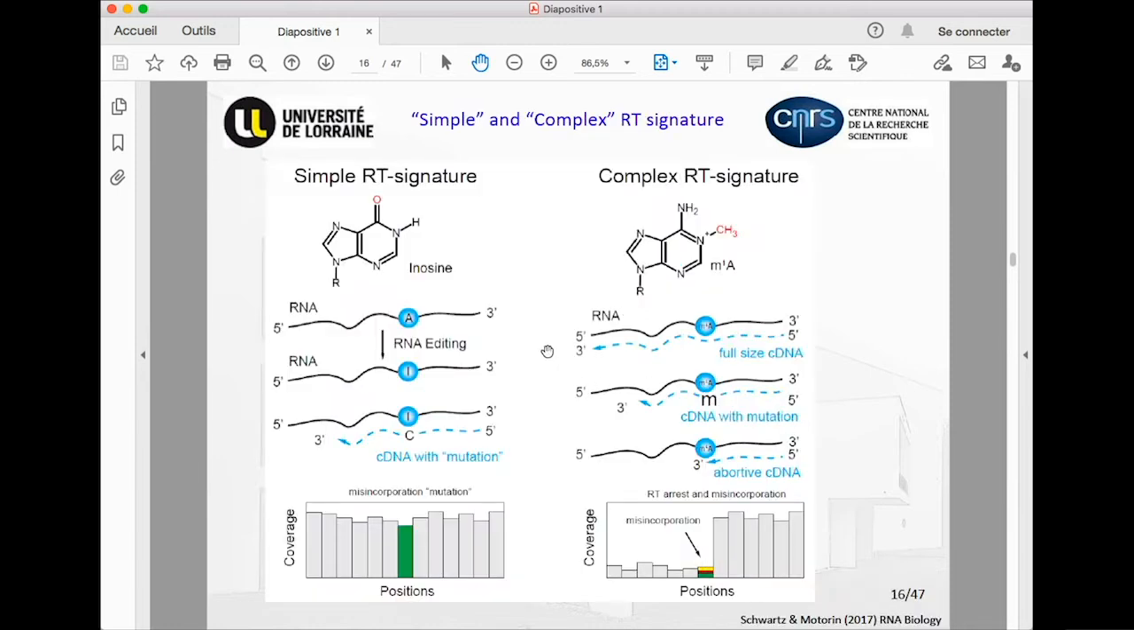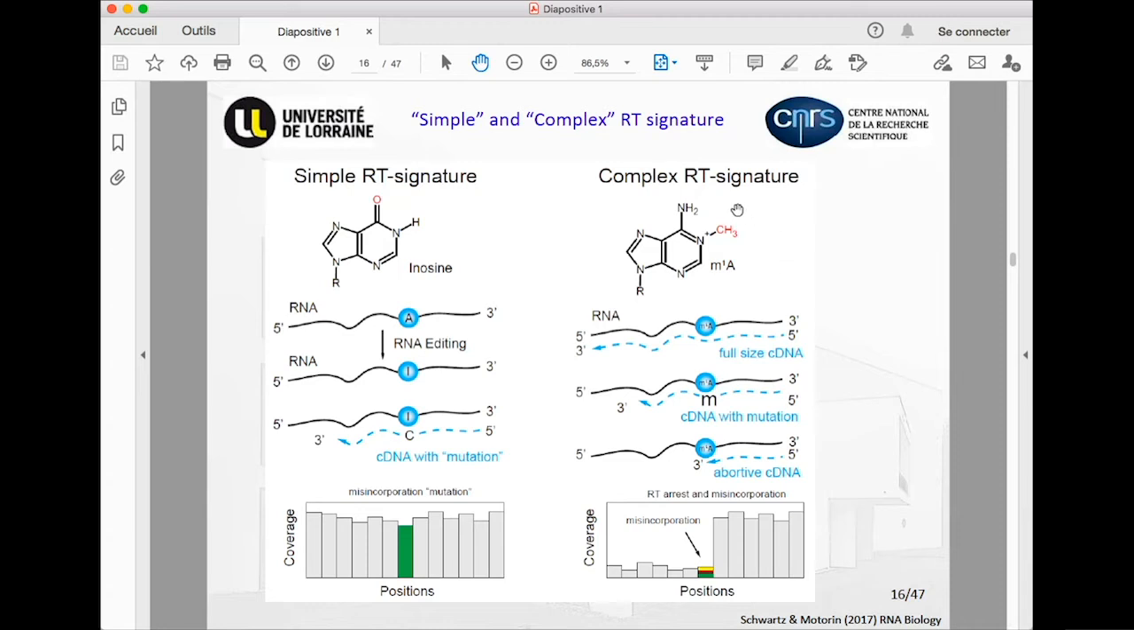So different RT signatures were described for modified nucleotides. A very simple RT signature was observed in the case of inosine. Inosine is, of course, a modified nucleotide. It is also called an RNA-edited nucleotide, but it's a typical RNA modification where an initially incorporated A is converted to inosine by deamination. So, of course, inosine has different base pairing properties compared to A, and will base pair with C, which will be seen as a mutation. So this is a simple RT signature. Only one nucleotide is incorporated at the place of inosine, and there is no drop in the coverage.